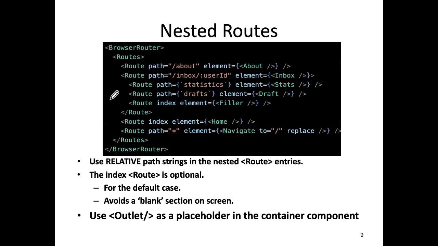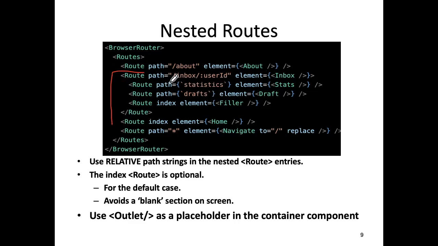And we express it in the routing configuration. Surprise, surprise. So it starts up here. Okay, here's my inbox/user ID as before, and I bound the inbox component as before. But then nested inside it are inner route entries.